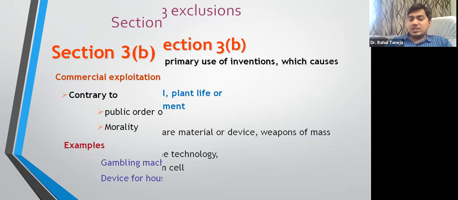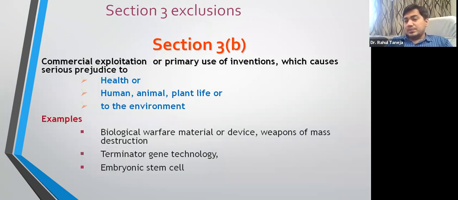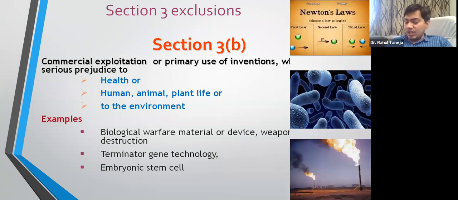Section 3B also covers commercial exploitation or primary use of an invention which causes serious prejudice to human, animal and plant health and to the environment, like terminator gene technology, embryonic stem cells, biological warfare material. Such research is banned in our country, because for the output product we don't know how to protect the rights. So these things cannot be filed for a patent application.